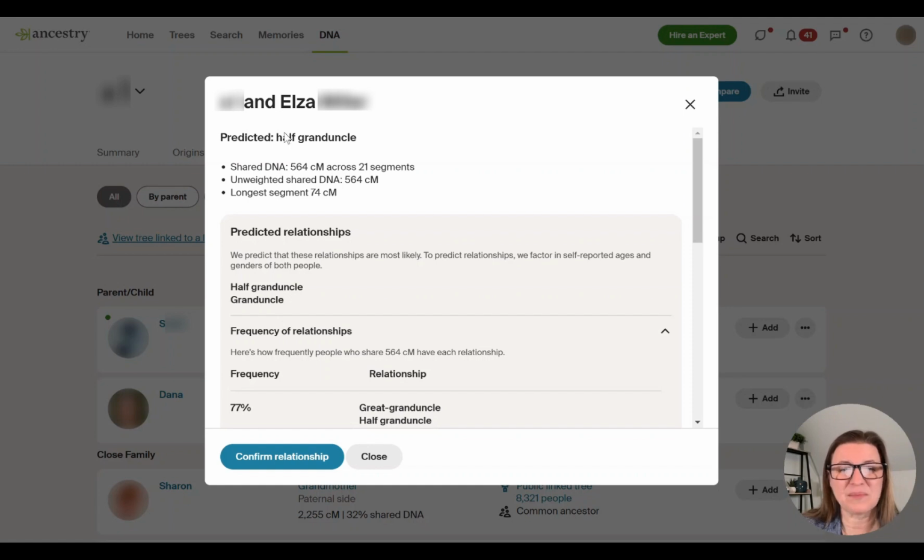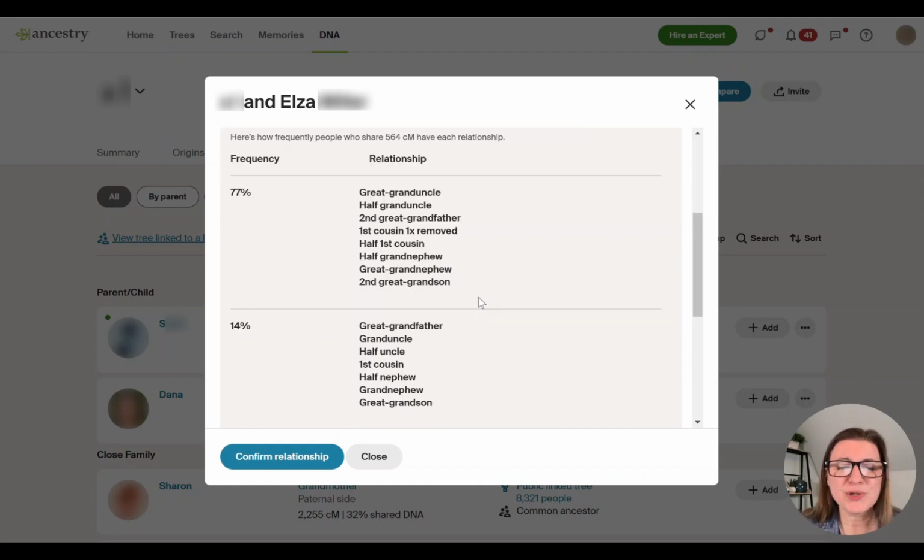My daughter is in her 20s. So it makes some things a lot more probable than other relationships. And in this case, you really just have to figure out who Elza is and who he's related to. And it ends up that he is a great grand uncle, not a half grand uncle. He is actually related on both sides, and he's a great grand uncle.